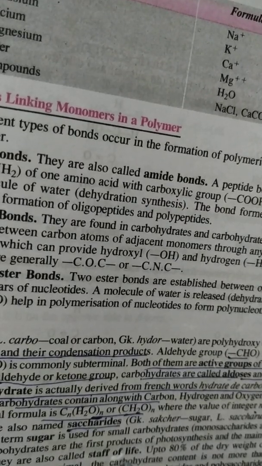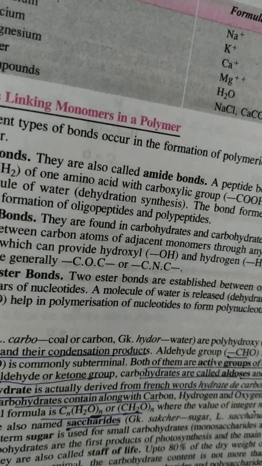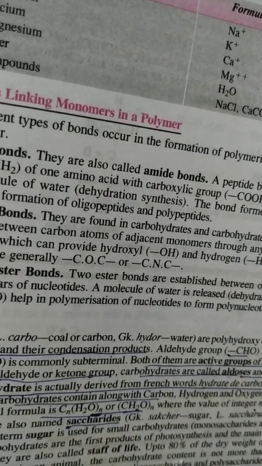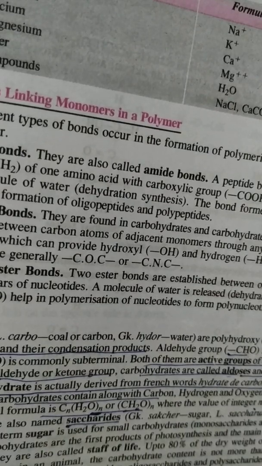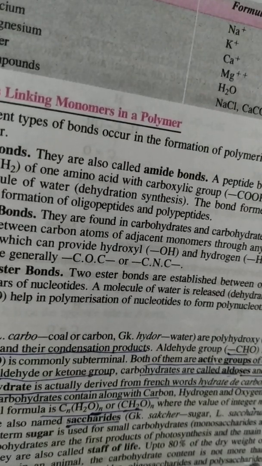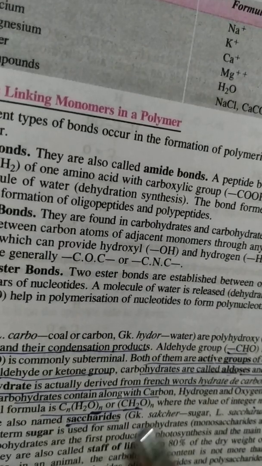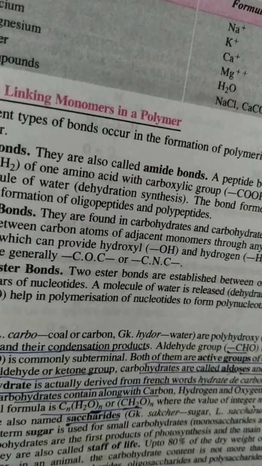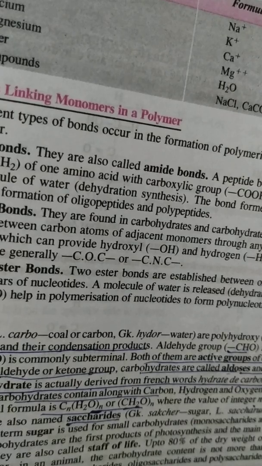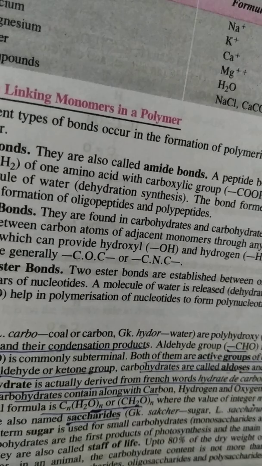Carbohydrates are the first product of photosynthesis and the main ingredients of reserve food. They are also called the stuff of life. Up to 80% of the dry weight of a plant is made up of carbohydrate. However, in animals, the carbohydrate content is not more than 1% of total weight. Carbohydrates are of 3 types: monosaccharide, oligosaccharide and polysaccharide. In our next class, we will discuss the difference between monosaccharide, oligosaccharide and polysaccharide.